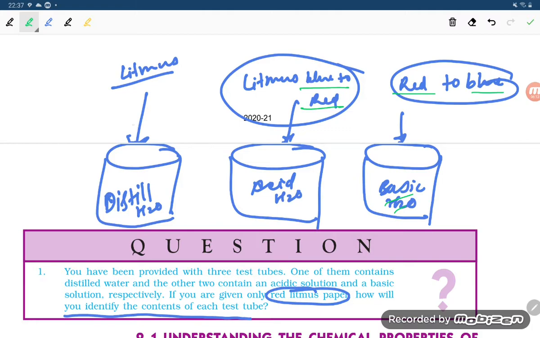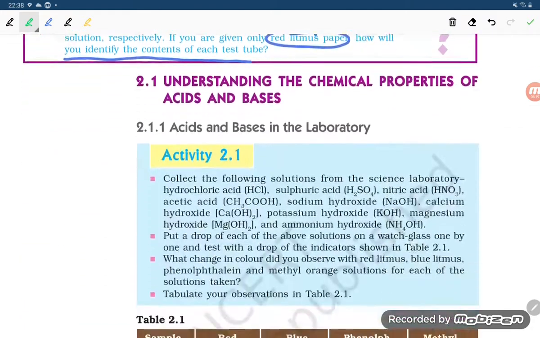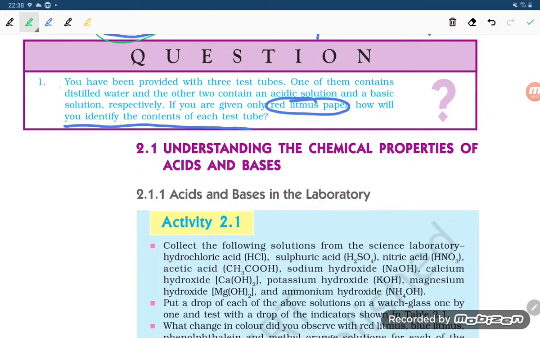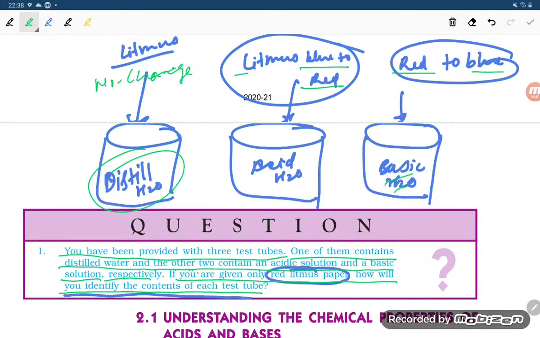And if no change is there, student, then this is the distilled water. So here, how can you distinguish? You have been provided three test tubes, one of them contains distilled water, and the other two contain the acidic solution and basic solution respectively. If you are given only red litmus paper, how will you identify the content of each test tube? So we have to use the litmus paper.